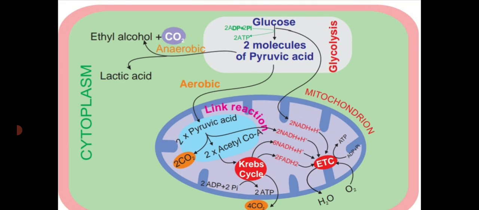See the glycolysis process. The glucose is converted into 2 molecules of pyruvic acid. It consumed, that means utilized or used, 2 molecules of ATP. So that's why ATP is used in the glycolysis process, in the preparatory phase, to produce 2 molecules of pyruvic acid.